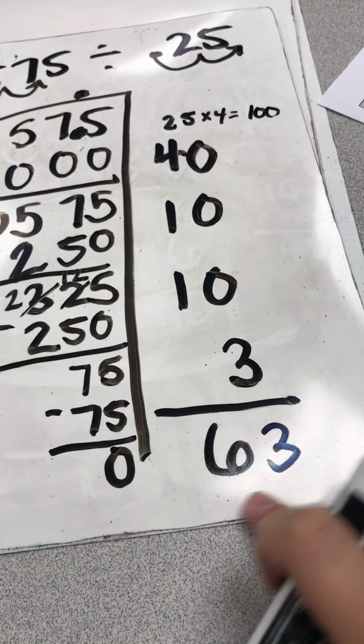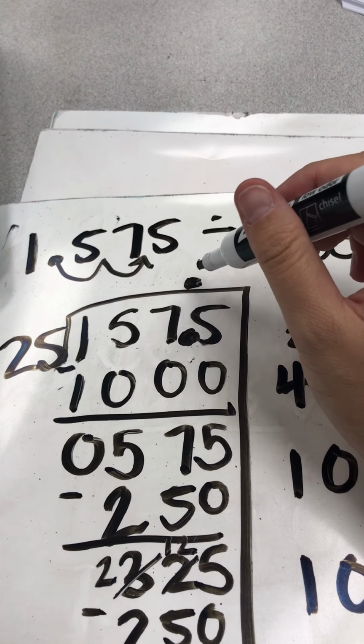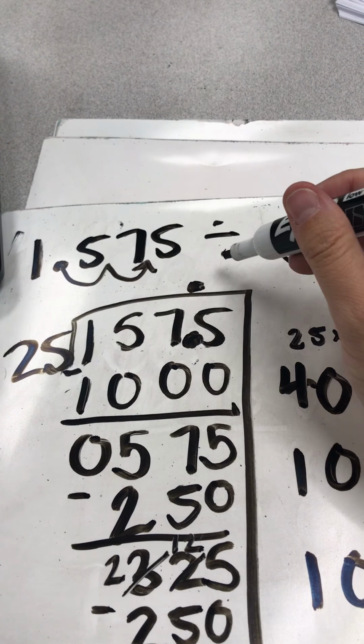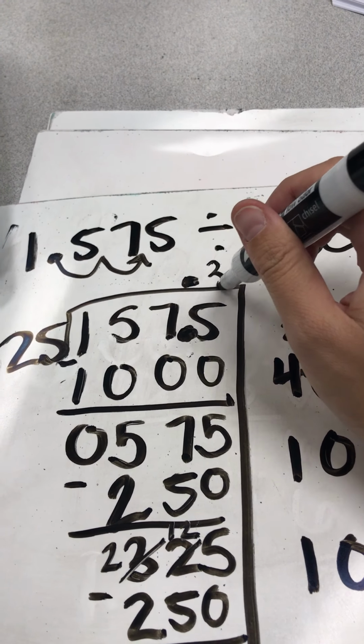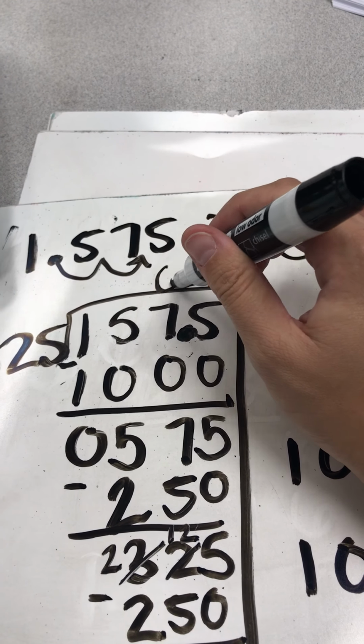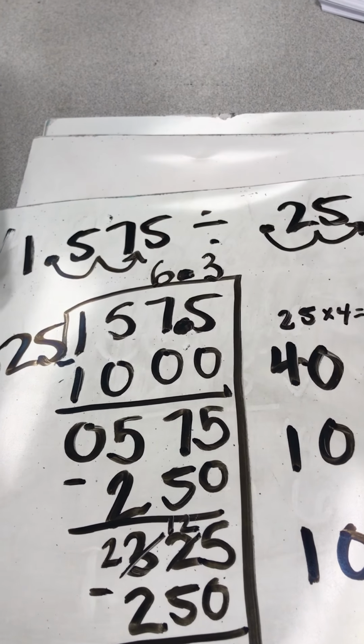Remember, we have to take our 63, bring it all the way back up here to the top, and line it up starting with the first number on the right. So my 3 goes on the right, my 6 goes to the next number, so my answer here is 6 3/10.